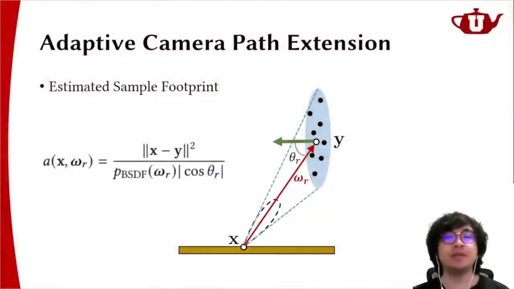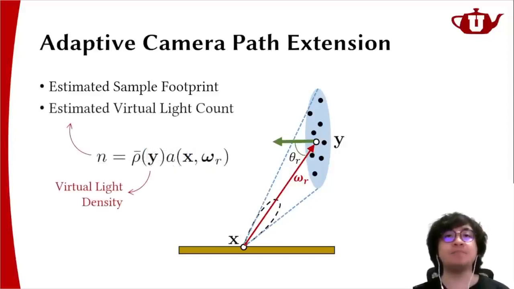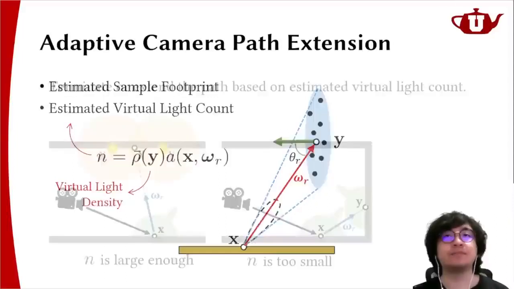To avoid undersampling, we introduce adaptive camera passage. First, we estimate the footprint of the sampling lobe, using the distance between the shading point x and the hit point y, p_BSDF, which is the PDF of the BSDF importance sampling, and the geometry term. Then, we can estimate the number of virtual lights inside this estimated area by multiplying it with the virtual light density. Fortunately, we already compute the virtual light density per light for adaptive sample elimination during our virtual light distribution process. Based on this N, the estimated virtual light count, we will make a decision.